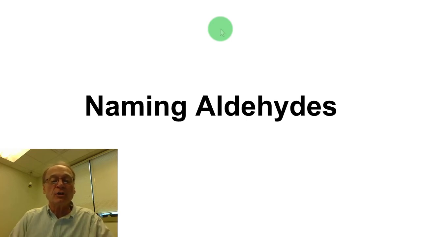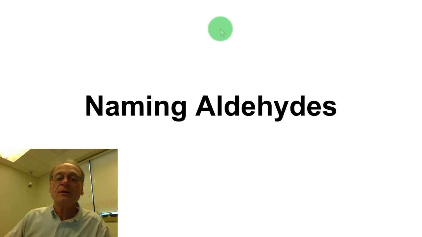This is the second video in the series on aldehydes and ketones. In the last one we learned about naming ketones. In this one we're going to learn about naming aldehydes. You may say, well, they should be the same system because aldehydes and ketones are basically the same thing as each other. Unfortunately, no, it's a completely different system.